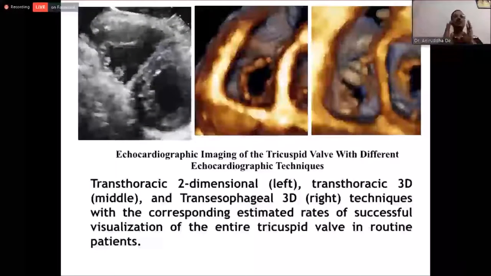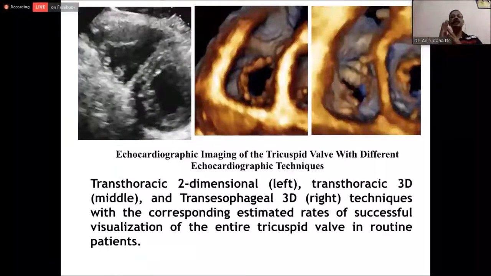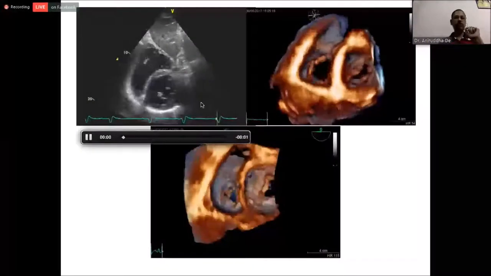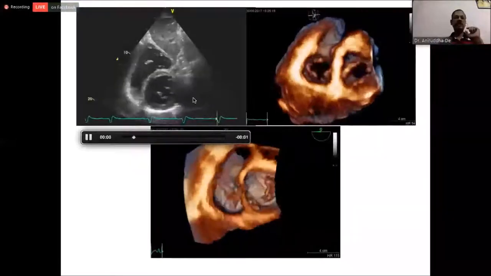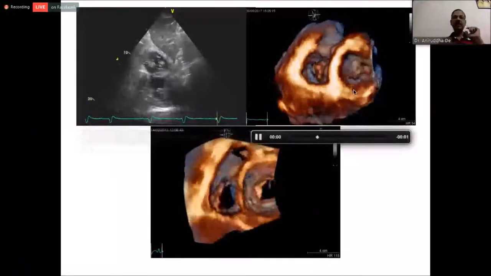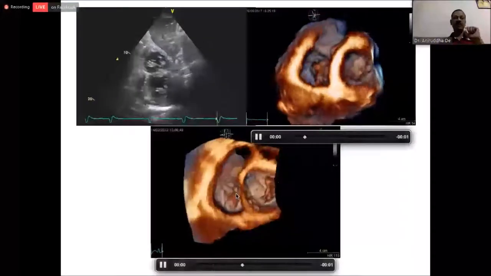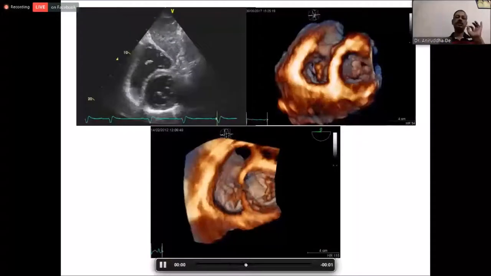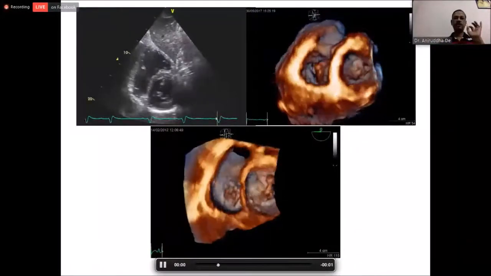With transthoracic 2D, transthoracic 3D, and transesophageal 3D, you will find there is a very clear delineation of the tricuspid valve. So this is a 2D picture. You can see that this is the tricuspid valve. Here you can see the transthoracic 3D, and this is the transesophageal 3D. Of course, the transesophageal 3D will give better pictures.